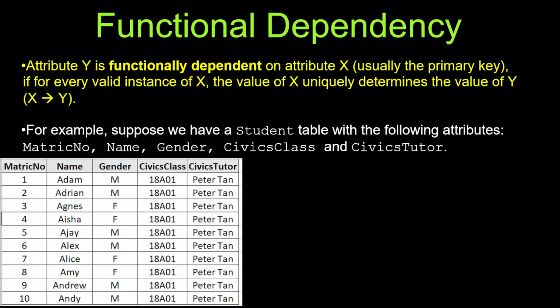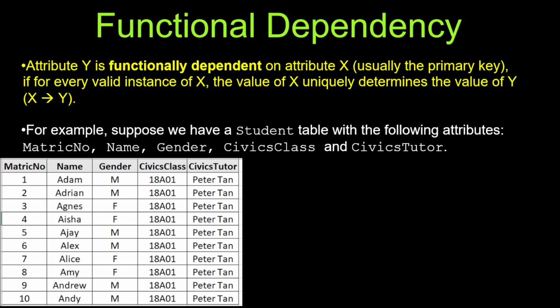Okay, what exactly is functional dependency? Let's read the definition first. Attribute Y is functionally dependent on attribute X, which is usually the primary key, if for every valid instance of X, the value of X uniquely determines the value of Y. So Y is functionally dependent on X.